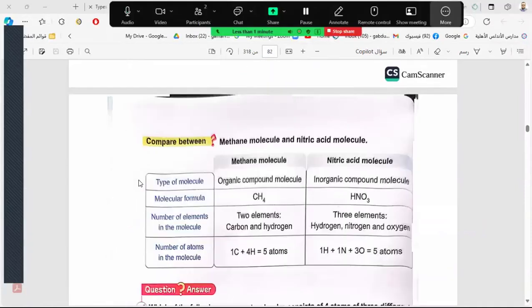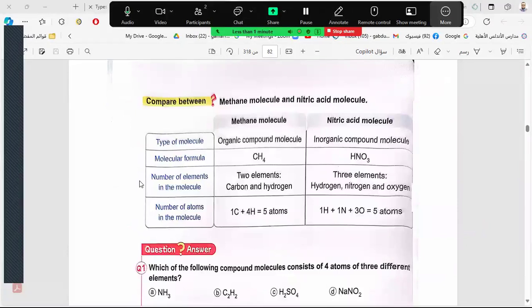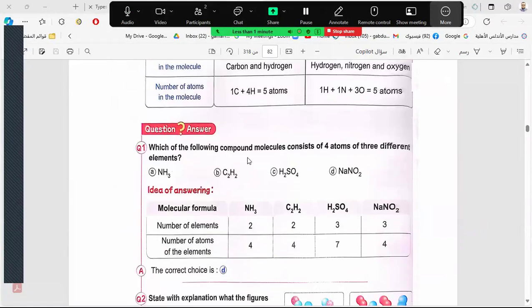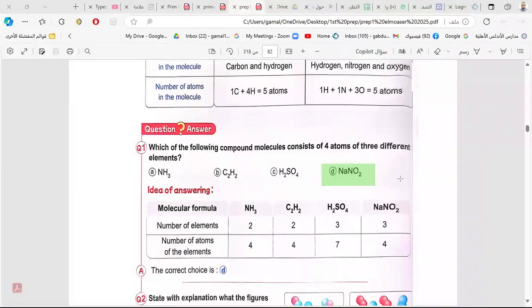Wow. Okay, we have here a question. Which of the following compound molecules consists of 4 atoms of different elements? D, 4 atoms of different elements. Yes, your answer is correct. Very good, Yad.